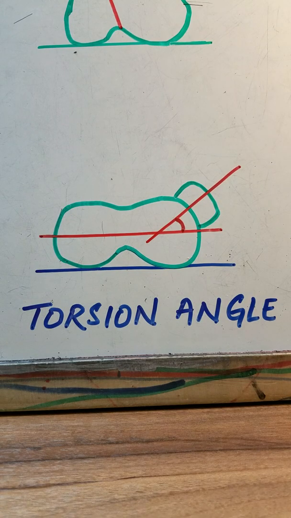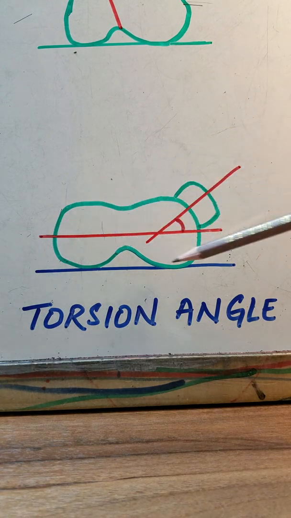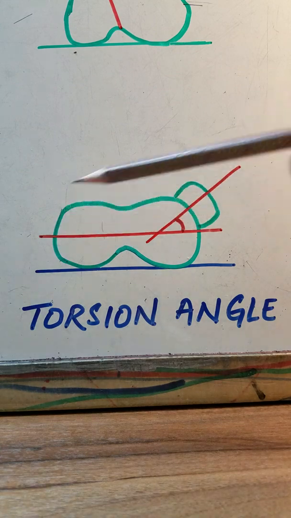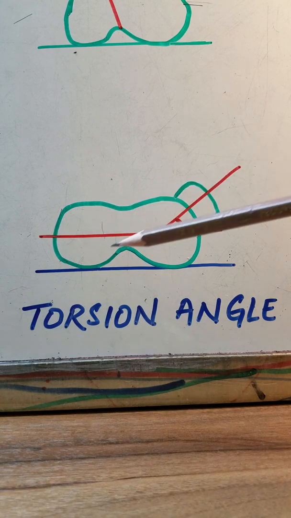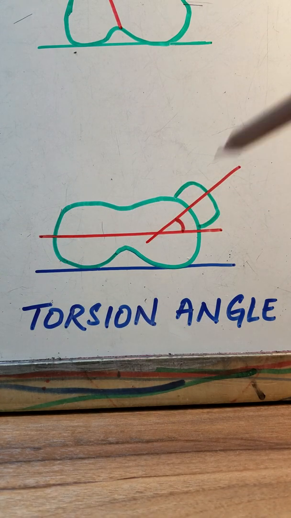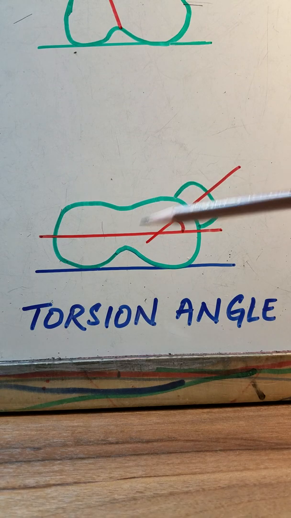So the second angle that we need to talk about is the angle of anteversion or the torsion angle. Now let's imagine we're looking at the femur from the bottom, right? So this is the lower end of the femur. These are the two condyles. So this is the medial condyle, and this one here is the lateral condyle, right? So the femur is lying flat on a horizontal plane, right?